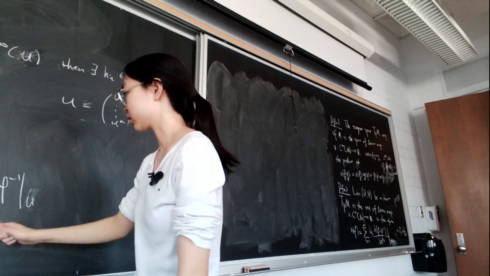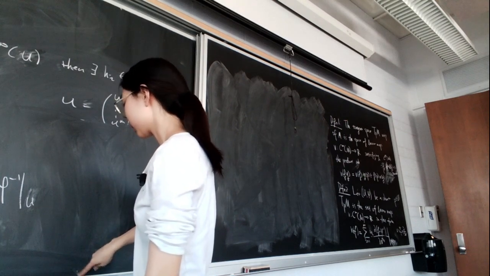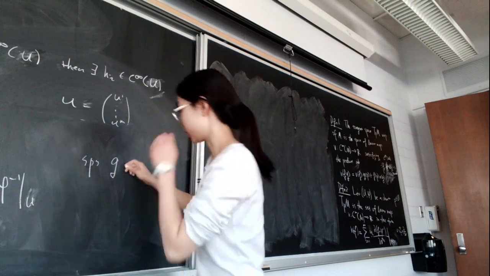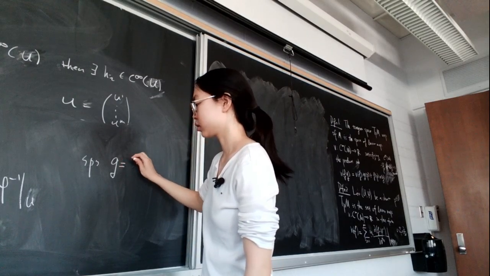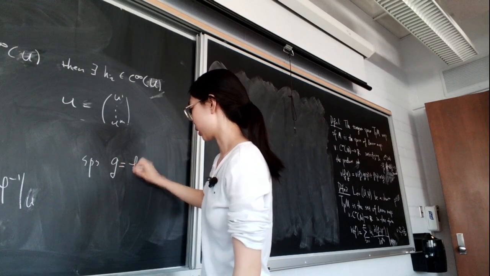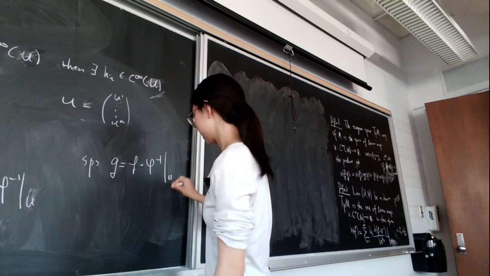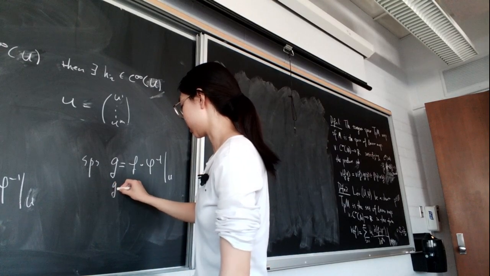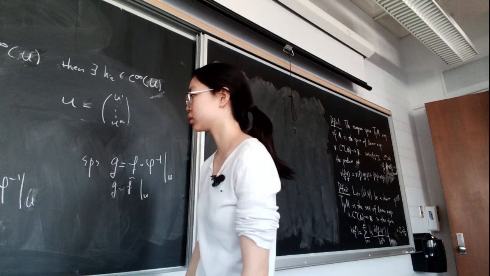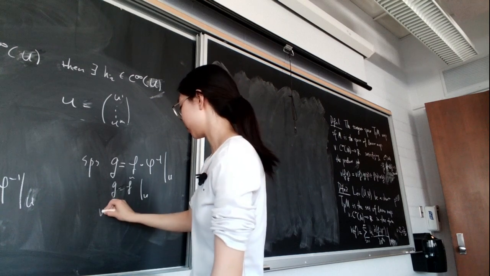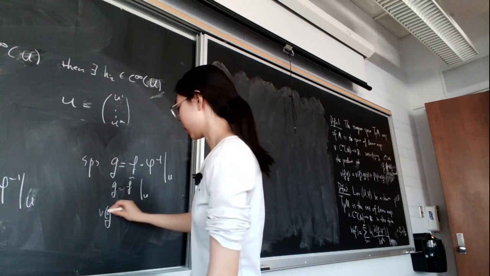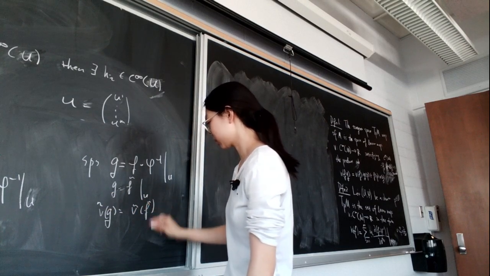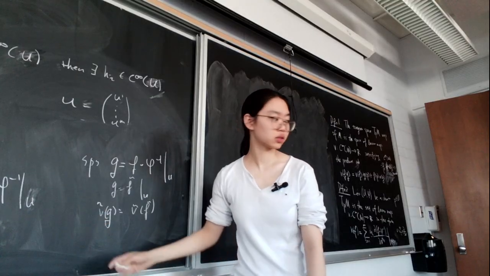So basically, suppose G is equal to F composed with phi inverse on U. Then G is equal to F tilde on U. And then by step 1, V tilde of G is equal to V tilde of F tilde. So this is well defined.